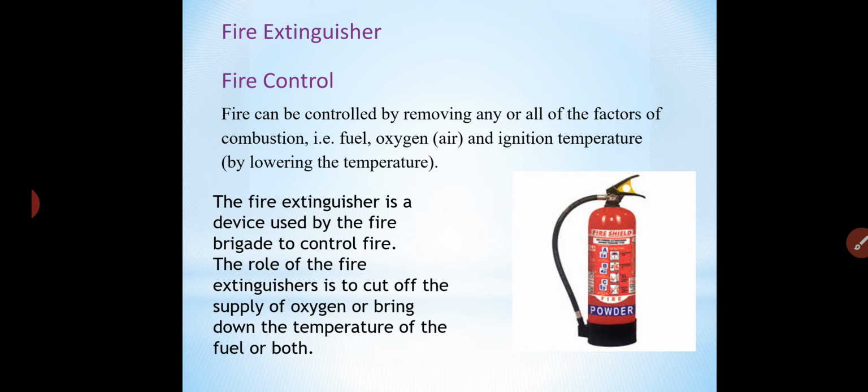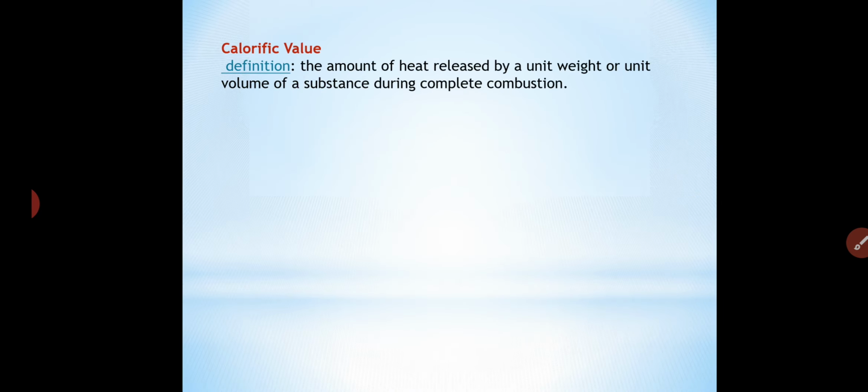Now, the fire extinguisher is a device used by the fire brigades to control fire. The role of the fire extinguisher is to cut off the supply of oxygen, to bring down the temperature of the fuel, or both.